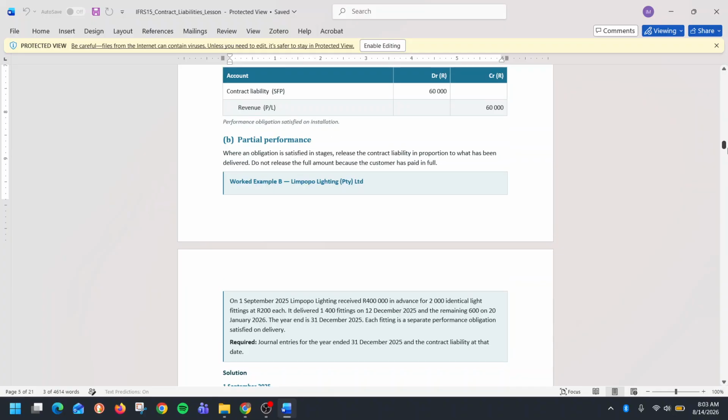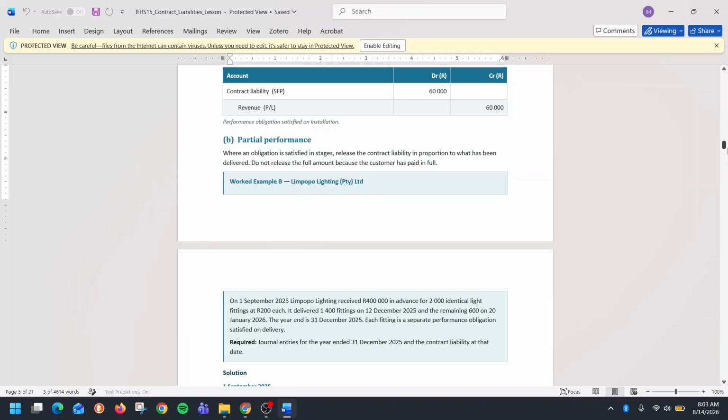The second one is an example on partial performance, when you have performed partially or where an obligation is being satisfied in stages. Okay, here it says on the 1st of September 2025, Limpopo Lightning received 400,000 in advance for 2,000 identical light fittings at 200 Rand each. It delivered 1,400 fittings on the 12th of December 2025 and the remaining 600 on the 20th of January 2026.